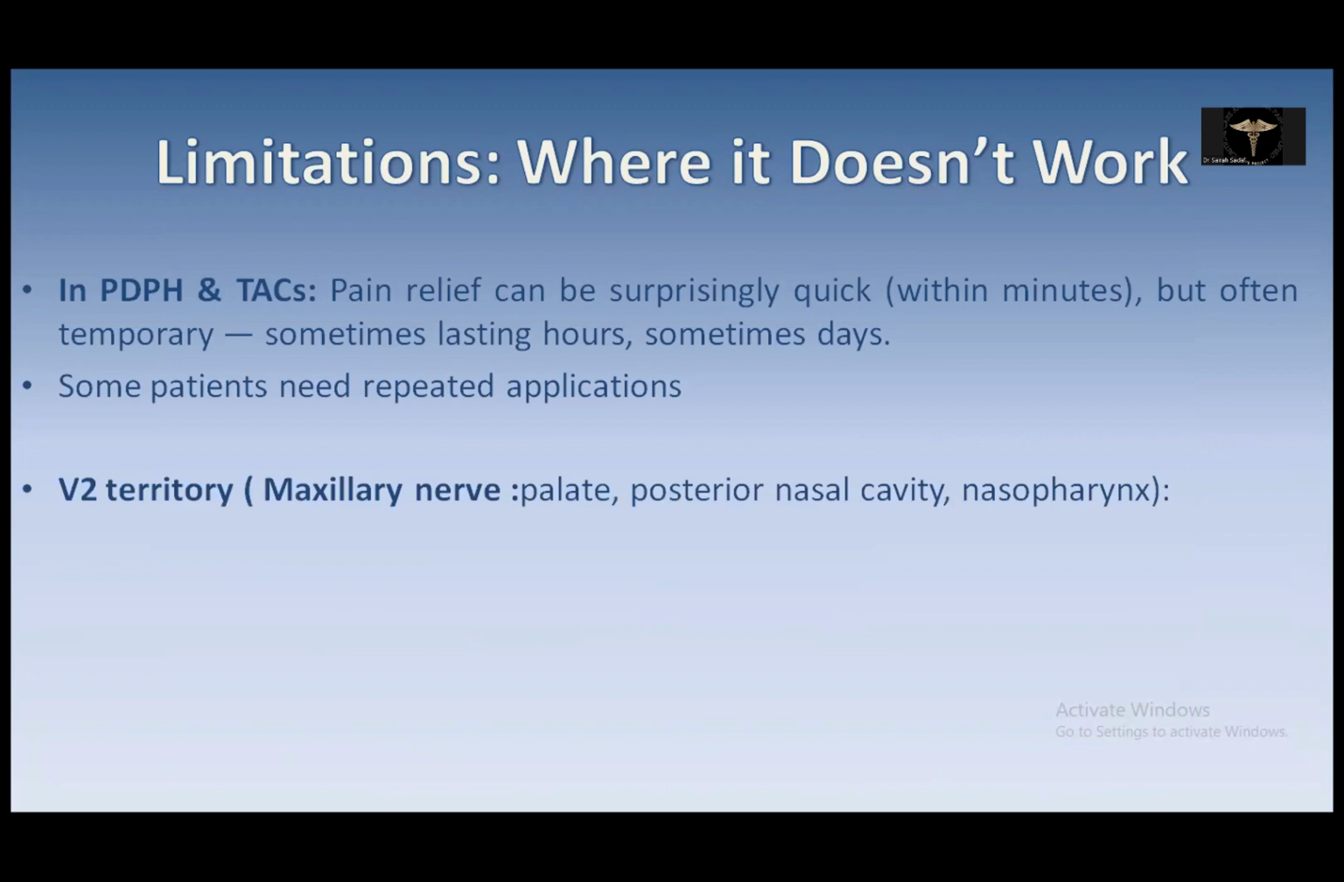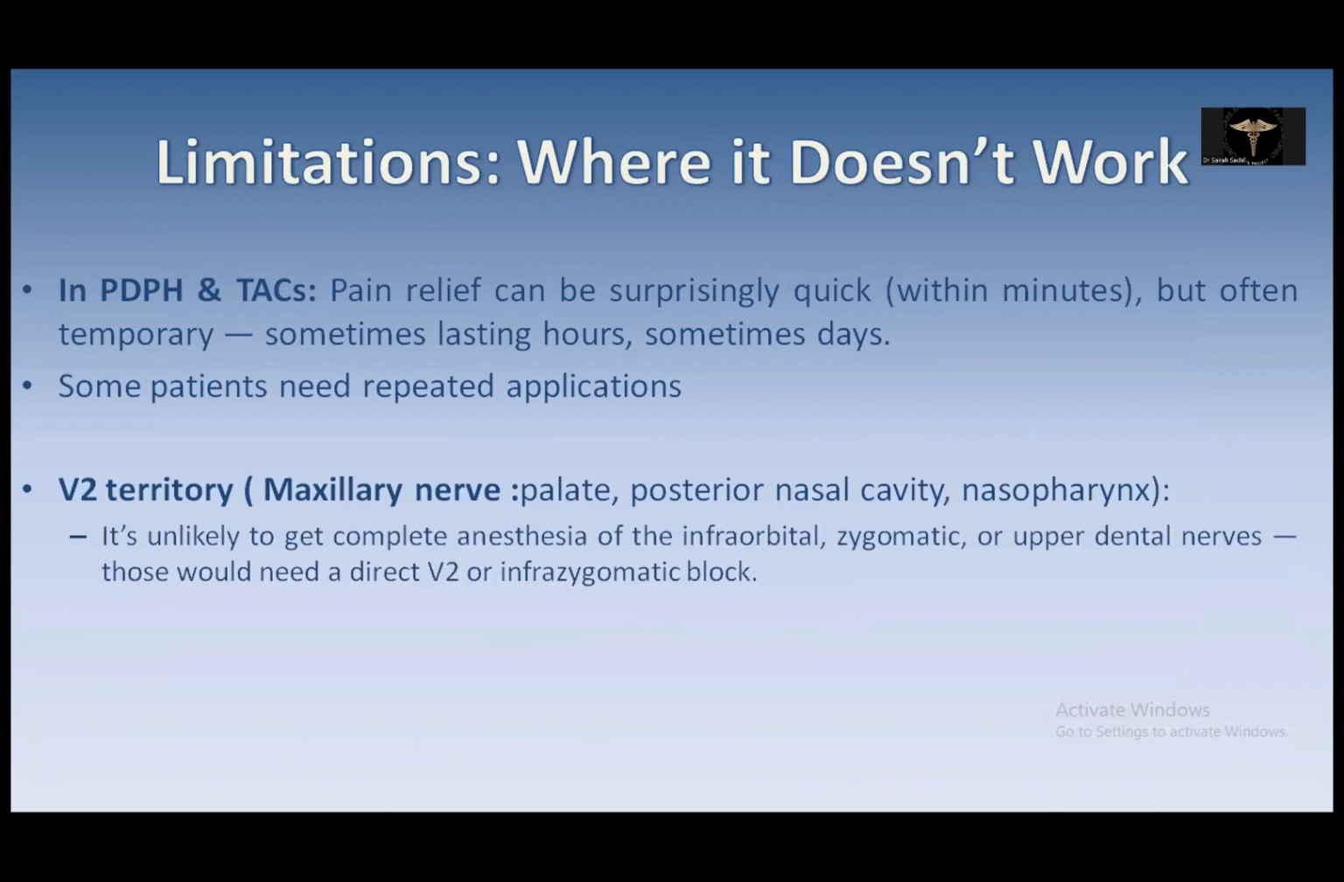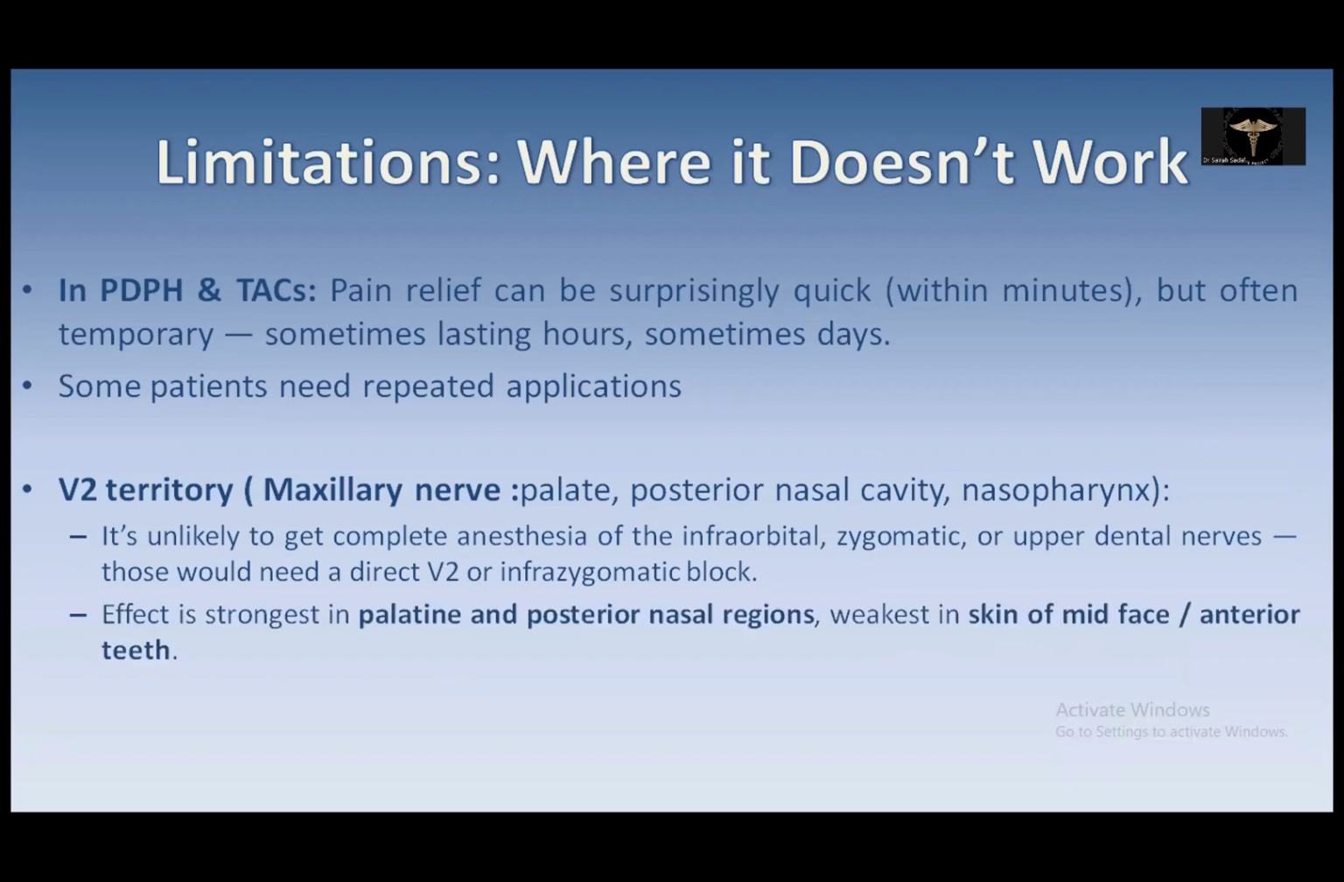Now about the maxillary nerve block, it covers the palate, posterior nasal cavity, nasopharynx, the sensory supply of the maxillary nerve. So it's unlikely to get complete anesthesia of the infraorbital, zygomatic or upper dental nerves. Those would need a direct maxillary nerve or infrazygomatic block. And the effect is strongest in the palatine, posterior nasal region, and weakest in the skin of the midface and anterior teeth.